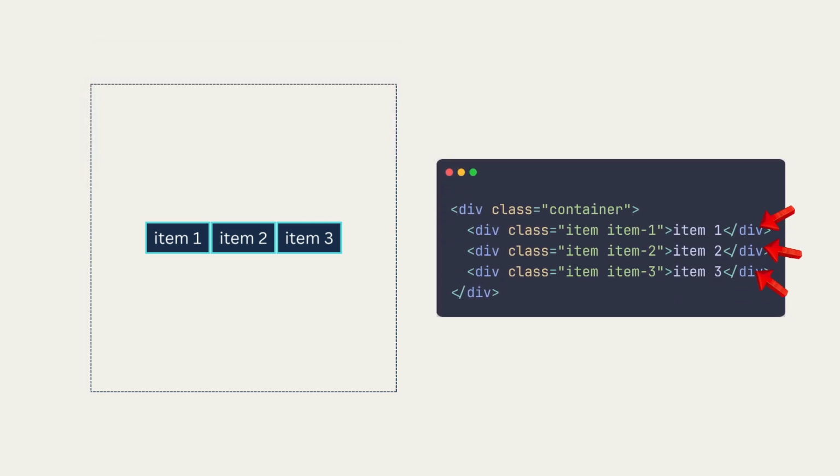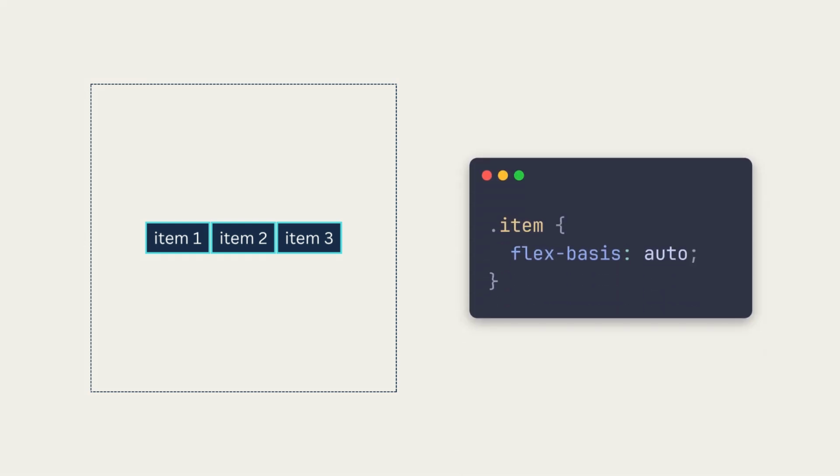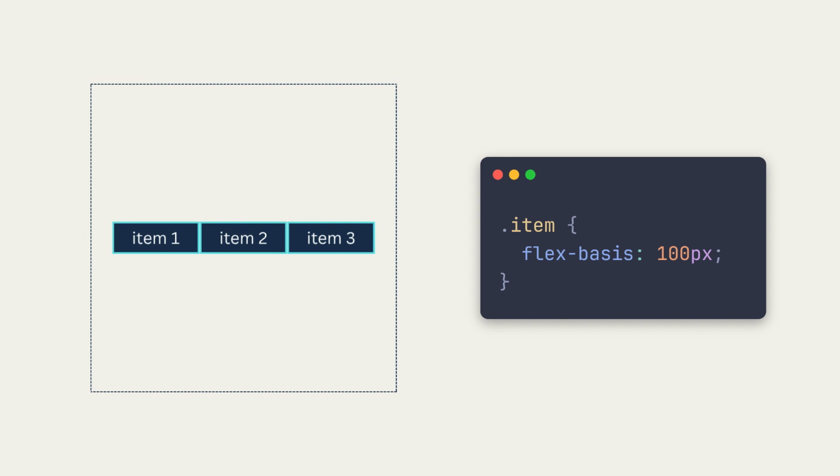Now let's focus on controlling individual flex items. First of all, flex basis. Use it to set the default size of the items. For example, setting the flex basis of the items to 100 pixels will set their default size to 100 pixels.